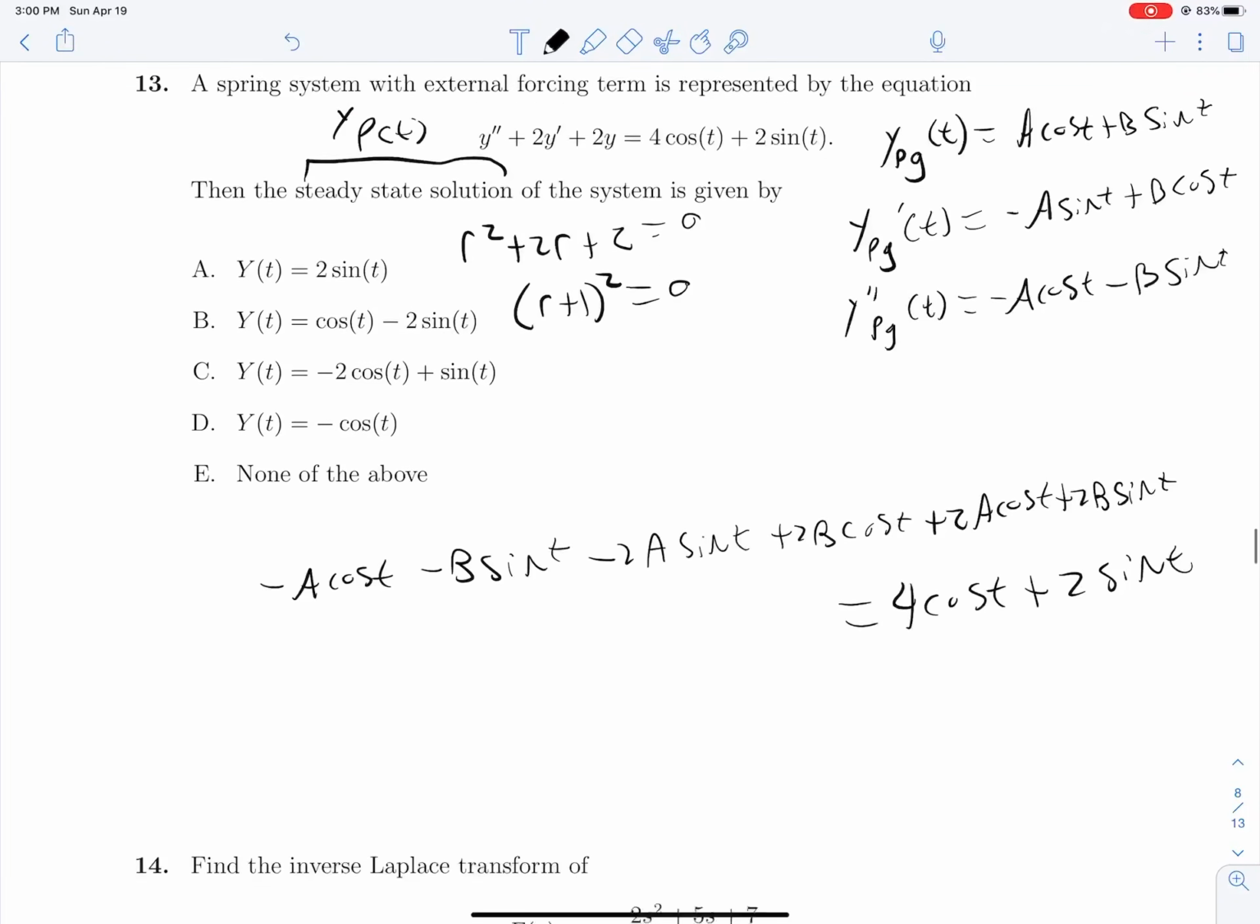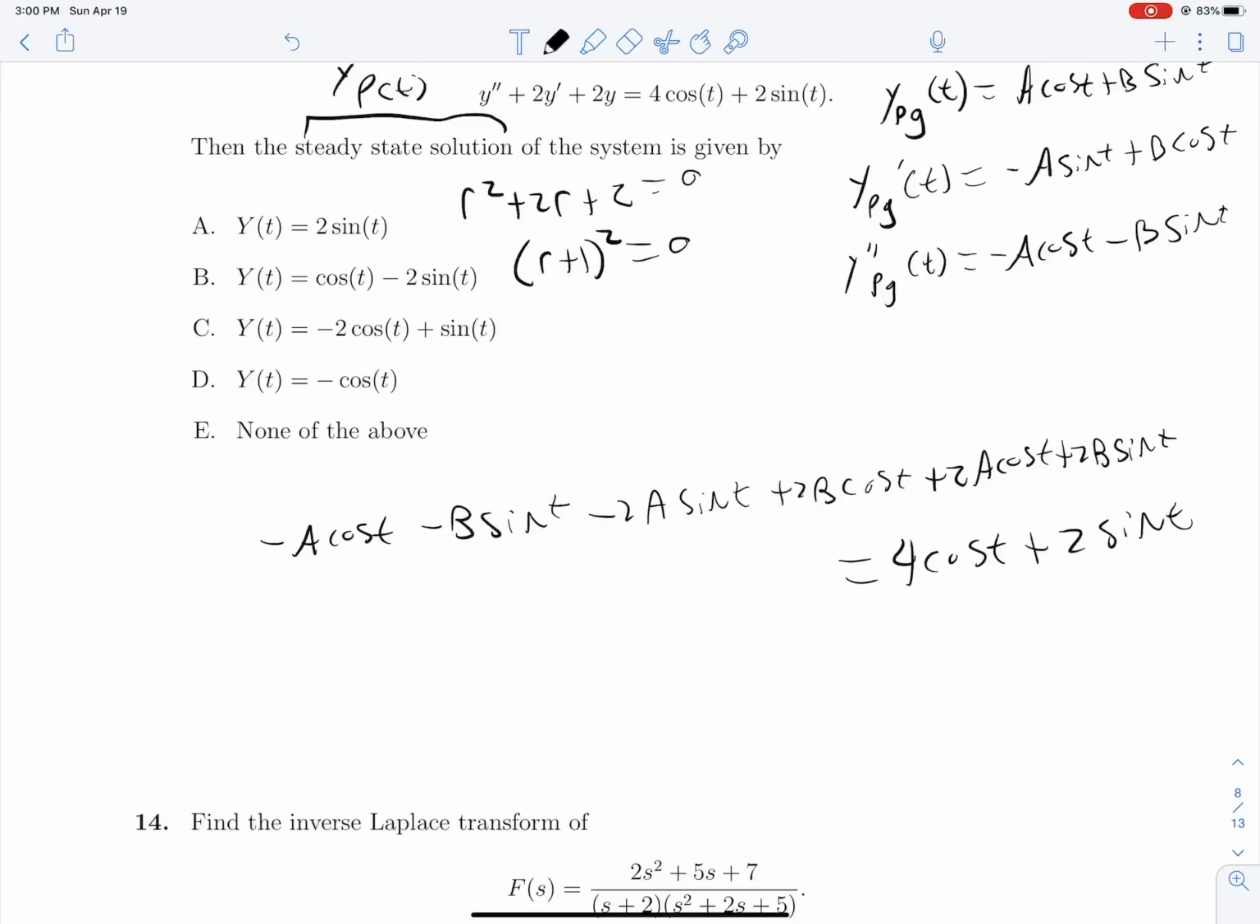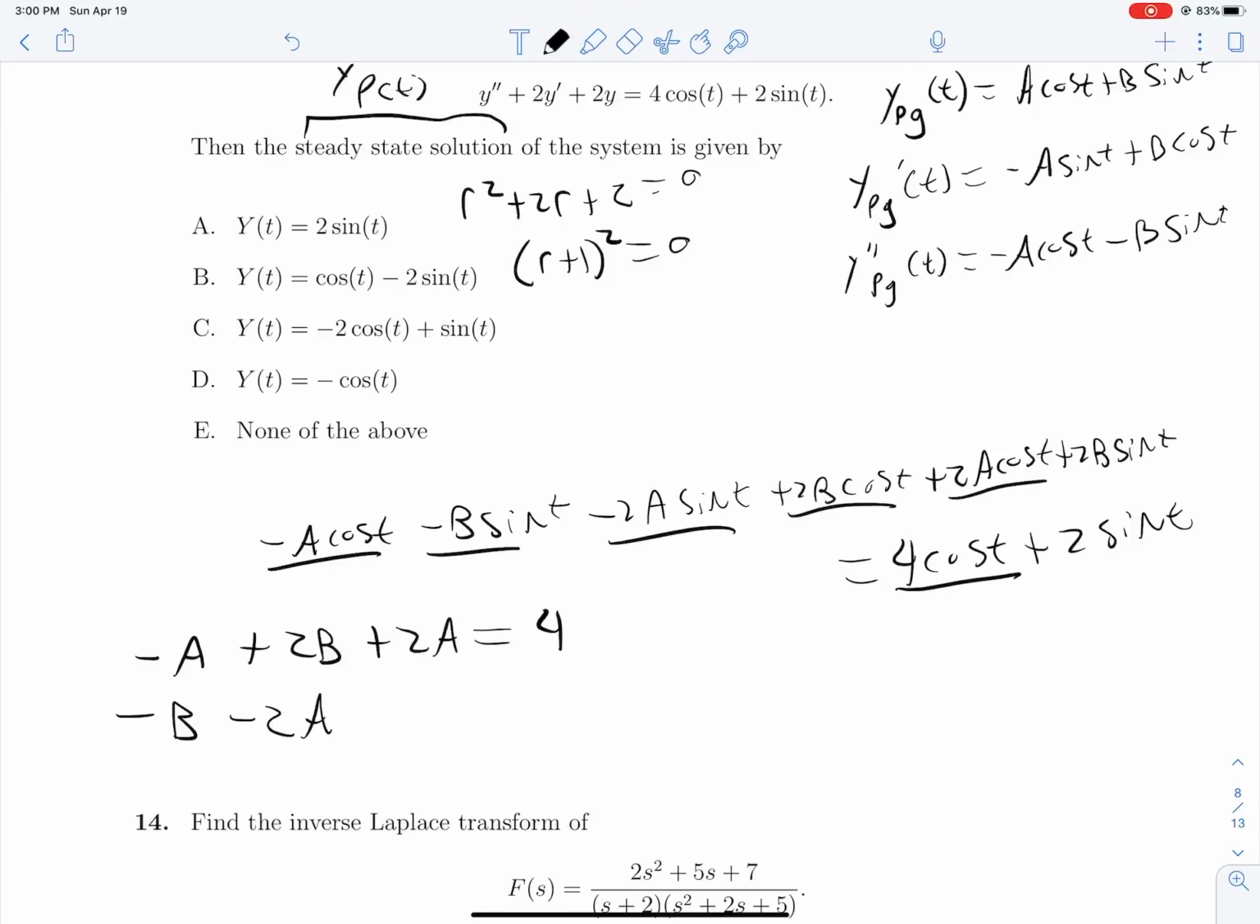Okay, isn't that a lot of fun? So let's collect all of our cosine terms. We will have negative a plus 2b plus 2a is equal to the cosine over here, which is just 4. And then our sine terms, negative b minus 2a plus 2b is equal to 2. Combining like terms over here, we'll get a positive a there and a positive b here.